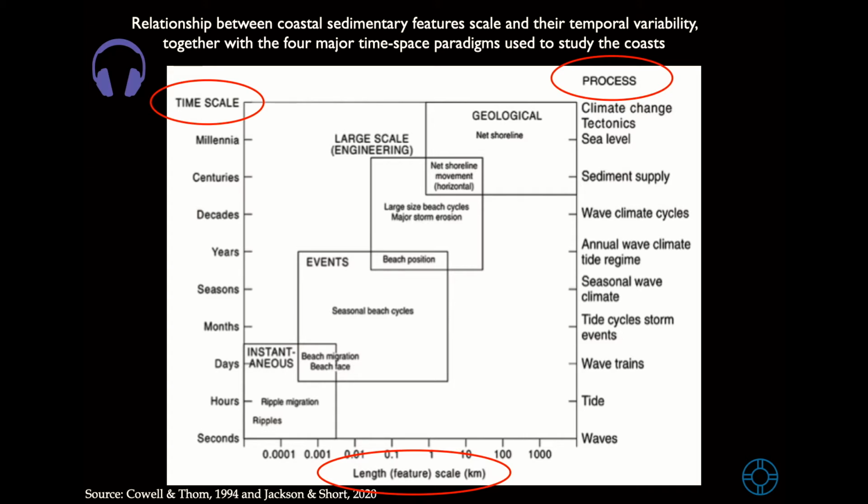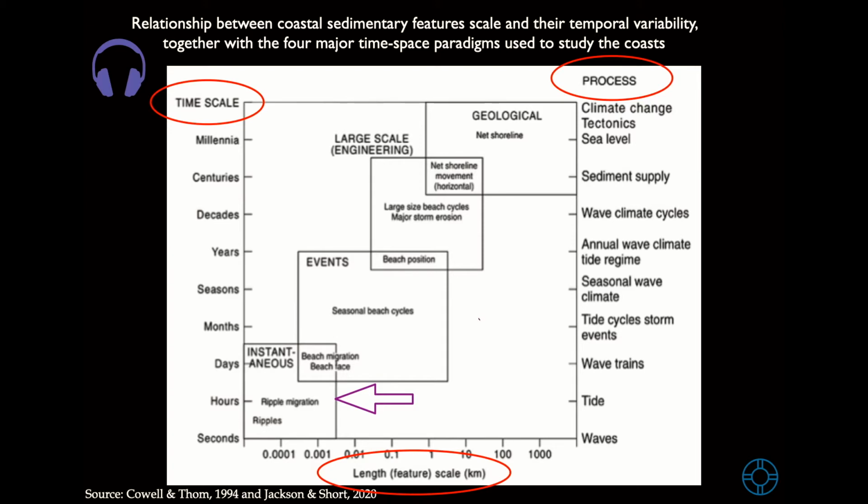Inside the graph, there are four major time-space paradigms used to study the coasts. From the bottom, we consider the instantaneous scale, where ripples and ripple migration and modification rely on the time scale of seconds to days and are restricted to small spatial scales, reacting to waves and tidal processes.